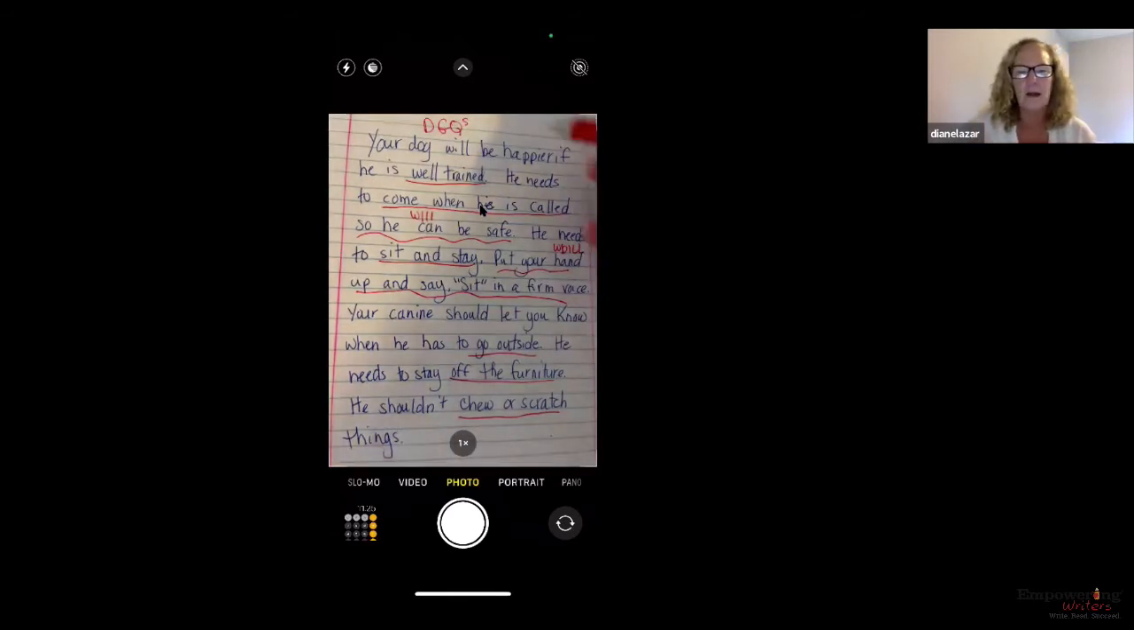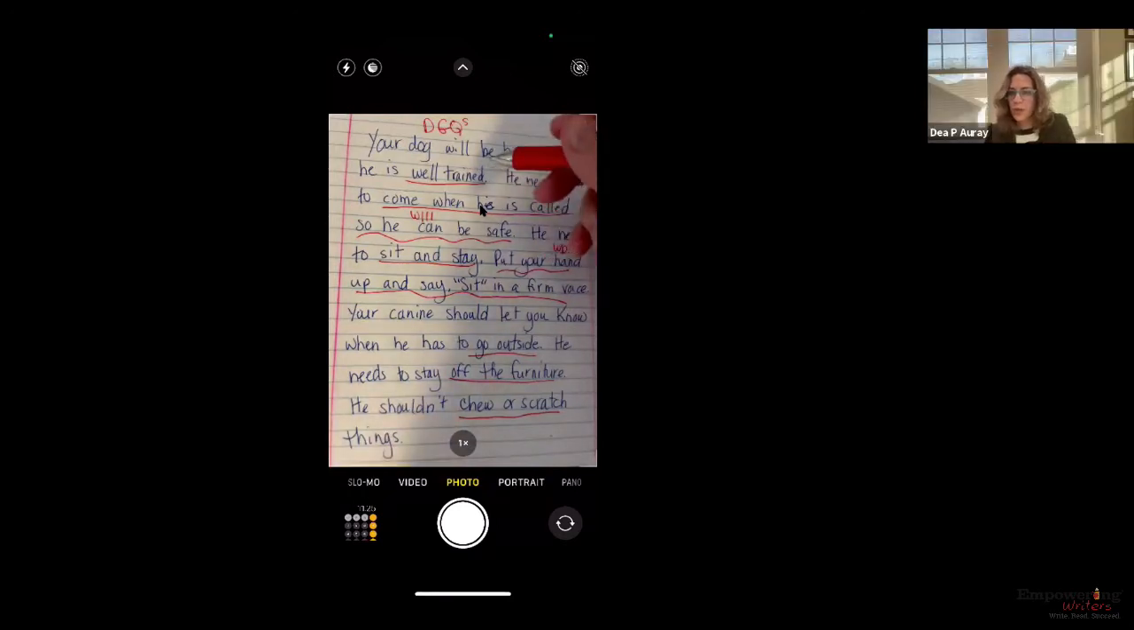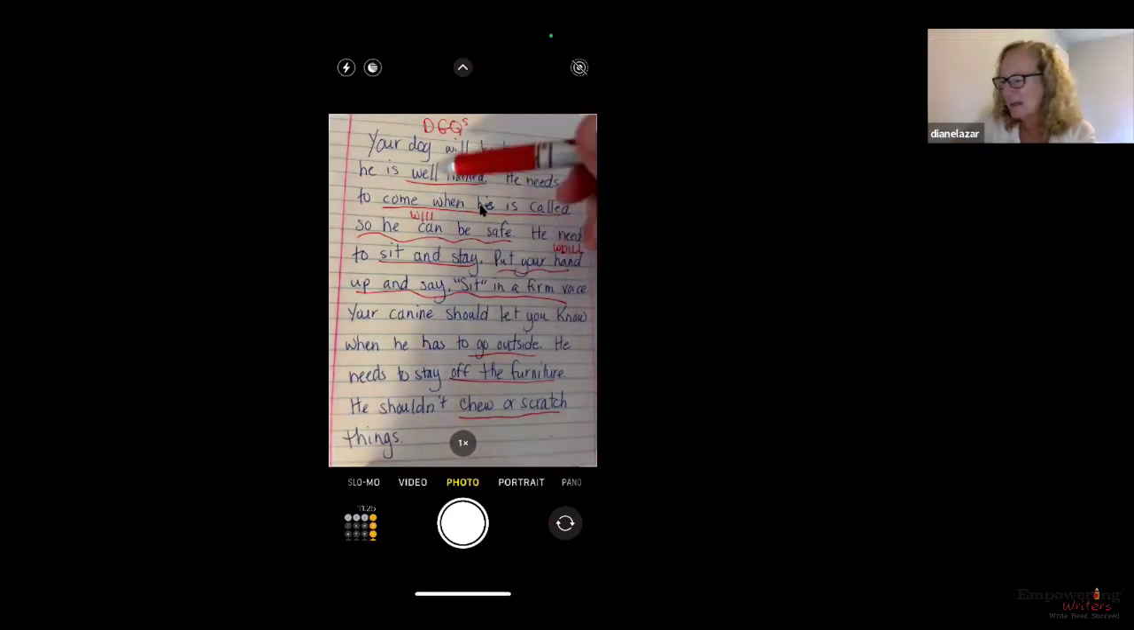What does it look like to call your dog? How do you do it? What does your dog do? Okay, he should come to you right away when you give the signal, such as a whistle. Excellent. That's exactly it. He needs to come when he is called, period.